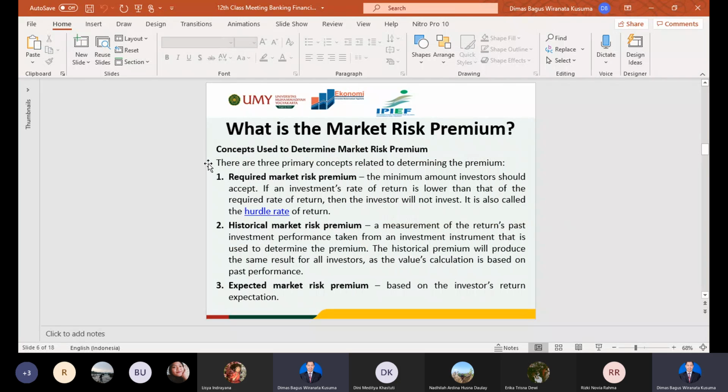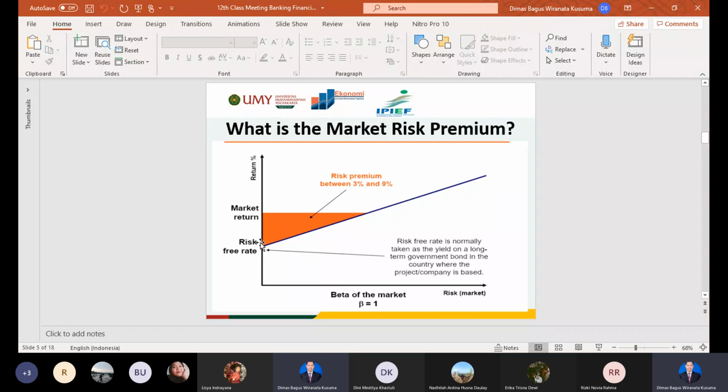The next one is the market premium. We differentiate three aspects of the premium. The first is the required market risk premium, which is the minimum amount investors should accept. On this regard, the required market return can be the risk-free asset. This is the minimal amount that the investor will get if he holds a particular asset.